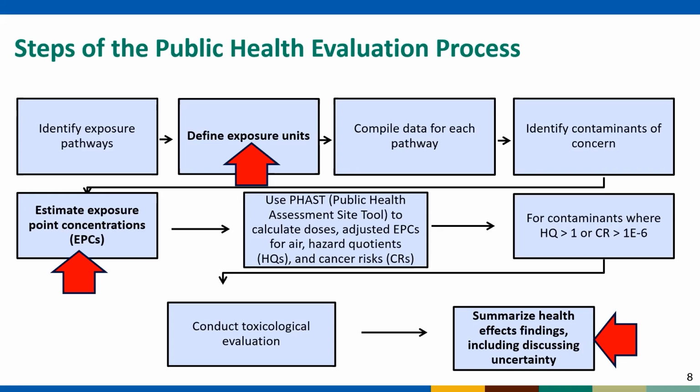Once you have determined or calculated your EPCs, health assessors will then take those values and put them in ATSDR's Public Health Assessment Site Tool, also called FAST, to calculate doses, adjusted EPCs in air, hazard quotients, and cancer risk. And those that are above an HQ of 1 or a cancer risk of 1 × 10⁻⁶ will then be brought into the in-depth toxicological evaluation section.